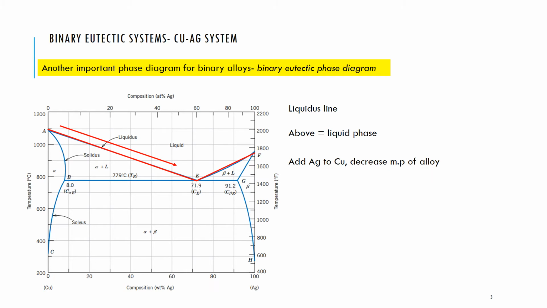Now, one thing that you'll notice is that as you add silver to copper, you decrease the melting point of the alloy. So have a look at my red arrow there and follow that line down. You reach a minimum in the melting point. That is the point at which liquid transforms into a solid, or vice versa, which is the melting point. Similarly, you'll notice that as you add copper to silver, you also decrease the melting point of the alloy.